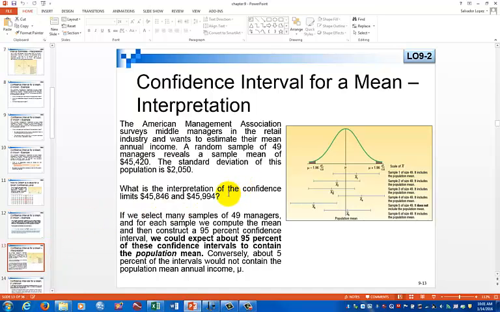What is the interpretation of the confidence limit between those two values? If we select many samples of 49 managers, because we are using only one sample, and for each sample we compute the mean and then construct the 95% confidence interval, we could expect about 95% of these confidence intervals to contain the population mean. Conversely, about 5% of the intervals will not contain the population mean annual income, mu.